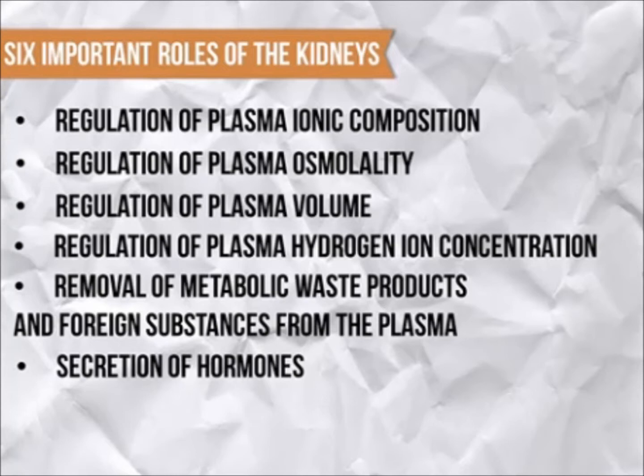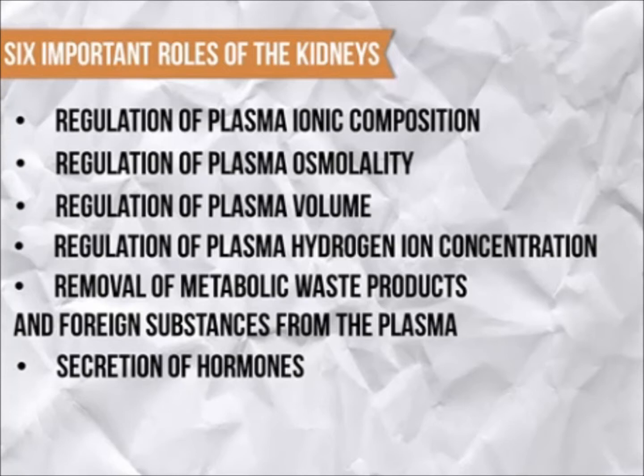Removal of metabolic waste products and foreign substances from the plasma. One of the most important things the kidneys excrete is nitrogenous waste. As the liver breaks down amino acids, it also releases ammonia. The liver then quickly combines that ammonia with carbon dioxide, creating urea, which is the primary nitrogenous end product of metabolism in humans. The liver turns the ammonia into urea because it is much less toxic.